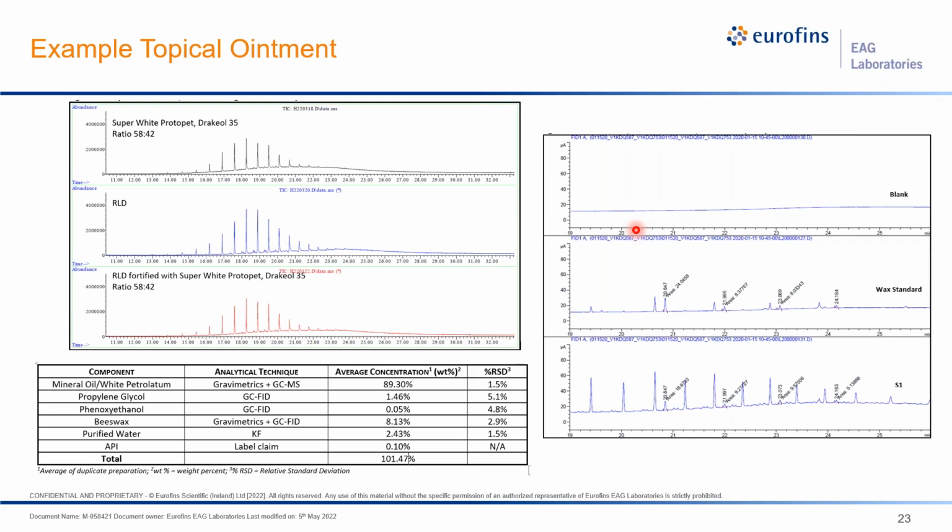We may even add some of that mixture to the RLD to see how it changes. Does it change the way we expect? Does it look very similar? And that's kind of how we're going to give you the grade and the ratio. So of that 89%, in this case, you would see 58% of the Super White Protopet, which is a white petrolatum, and 42% of the Drakeol 35.